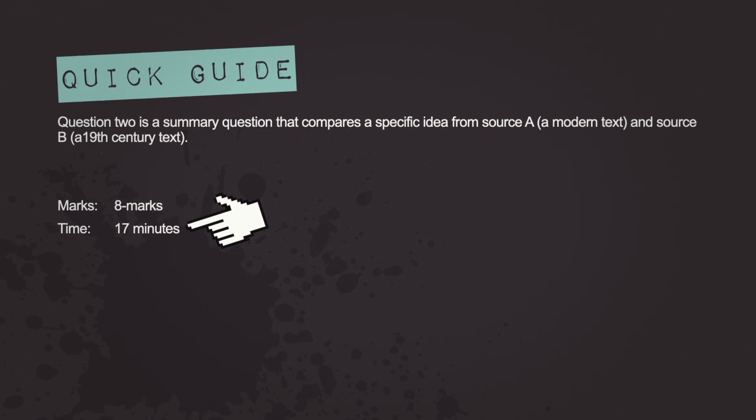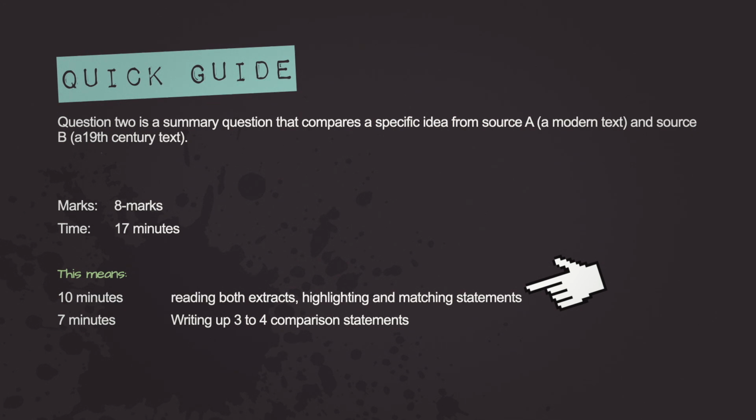But you're going to be reading both extracts for the first time, which is going to take longer. Later in the exam, where you'll have to answer more questions on these same 2 extracts, you'll be able to skim and even reuse some of your ideas, which will make answering those questions quicker to complete. So 17 minutes means 10 minutes reading both extracts, highlighting and matching statements, and then 7 minutes writing up 3 to 4 comparison statements. Let's take a quick look at the question.